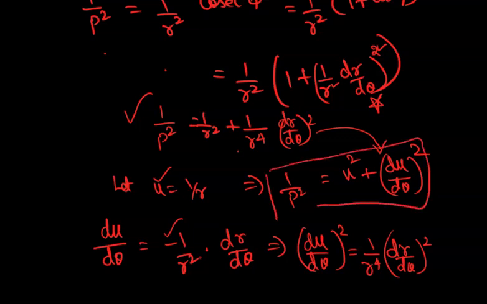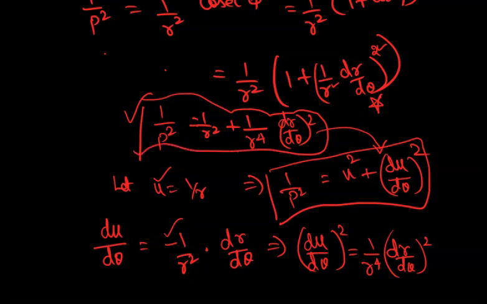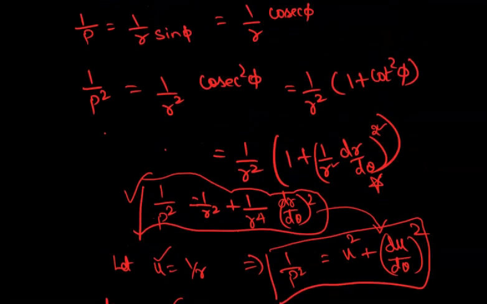So either they may ask you to prove this or the simplified version. 1 by p square is equal to 1 by r square plus 1 by r power 4 dr by d theta the whole square, which is nothing but the length of perpendicular from the pole to the tangent. Otherwise, they may ask you to prove the simple version, that is tan phi is equal to r d theta by dr, which is nothing but the angle between the radius vector and the tangent. Thank you.